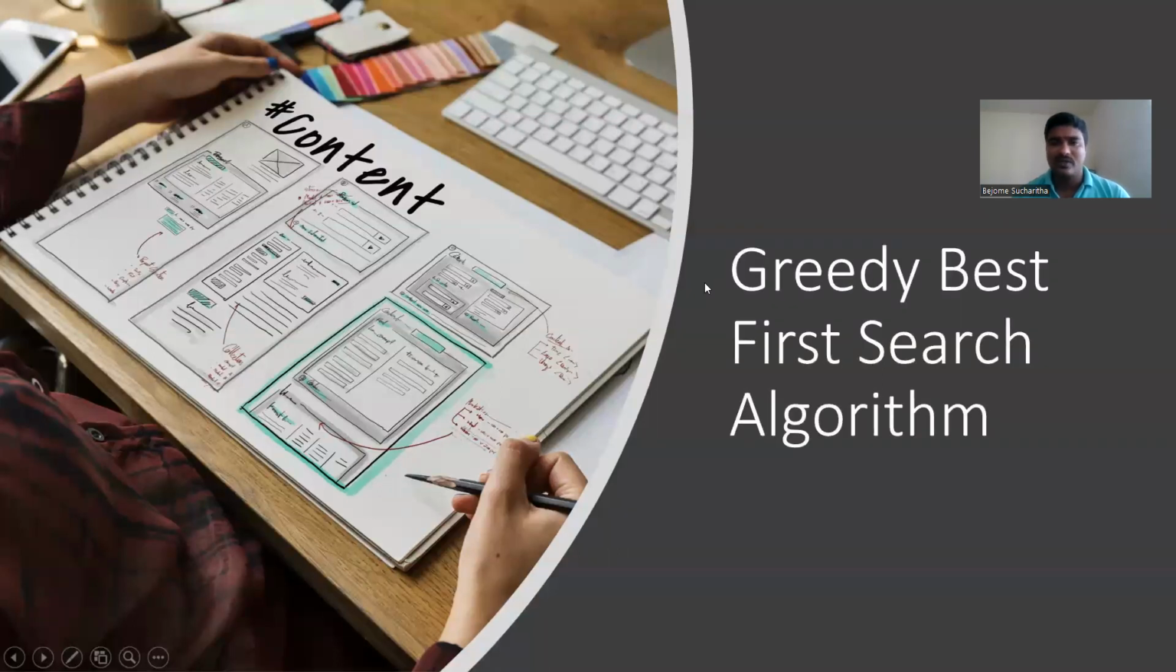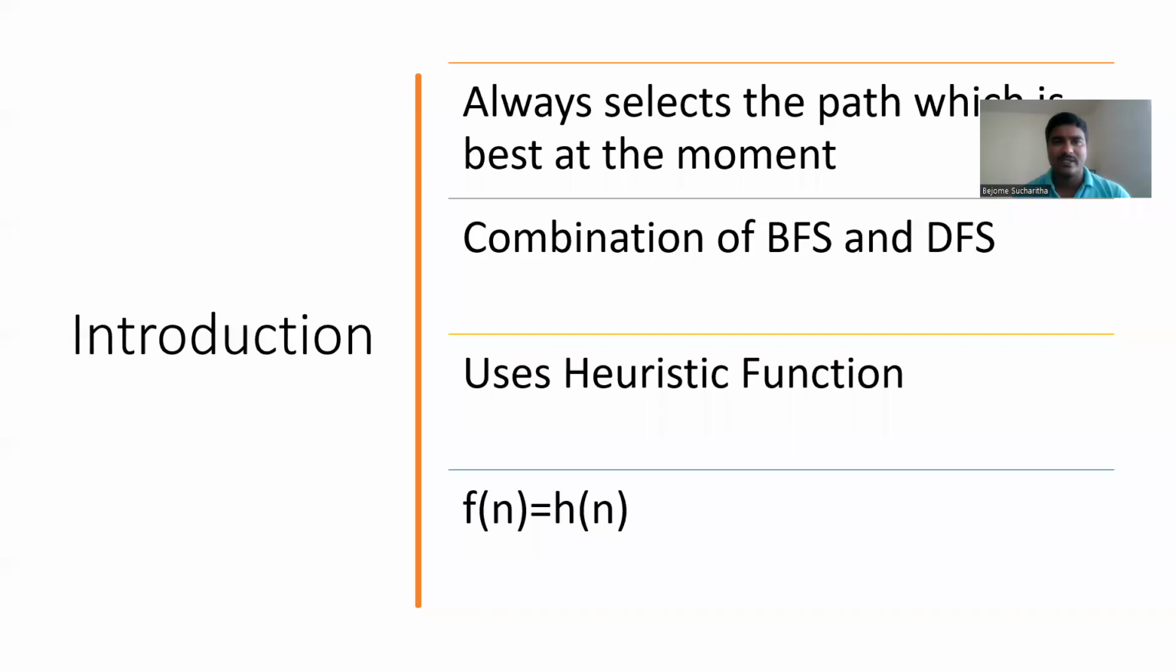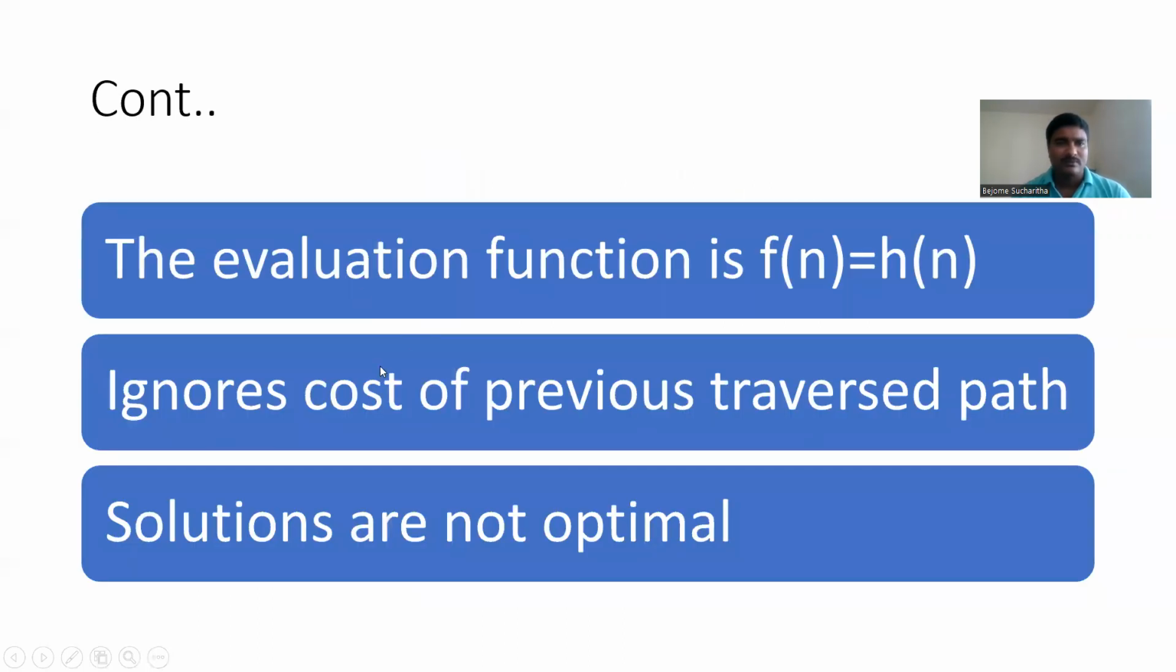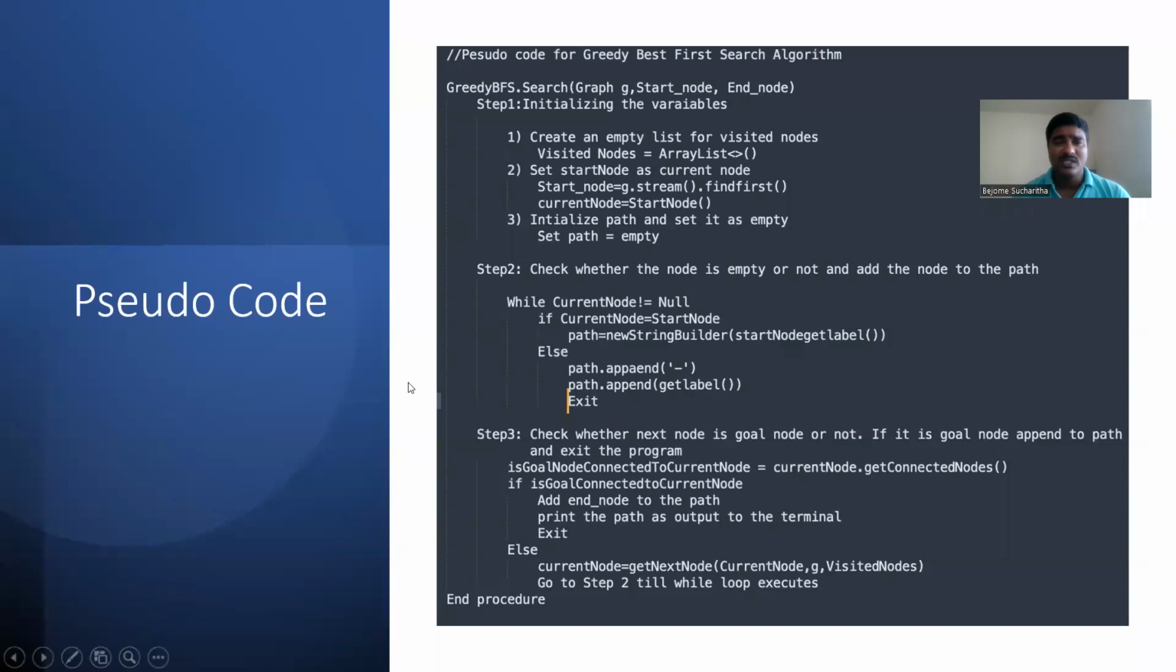And next we are going for the greedy best first search algorithm. It always selects the path which is the best at the moment. It is a combination of BFS and DFS, we are using both together, and the evaluation function is f(n) = h(n). It ignores the cost of the previously traveled path. Solutions are not optimal. This is the pseudocode for the greedy best first search we are using in our project.